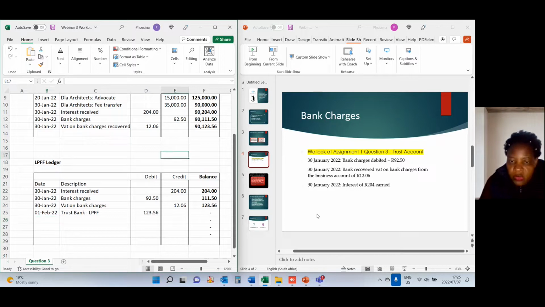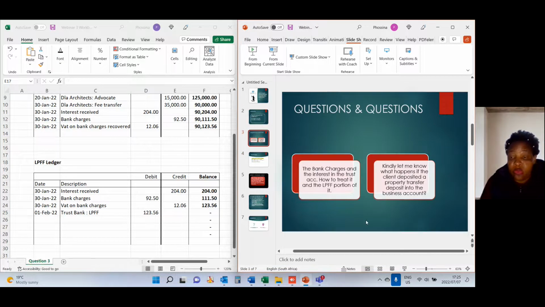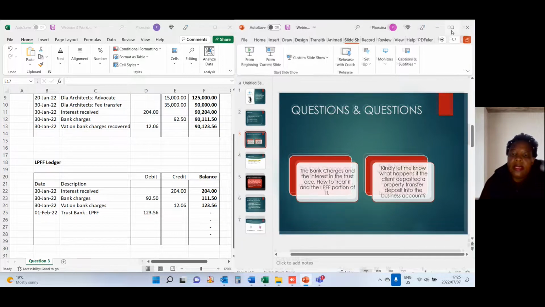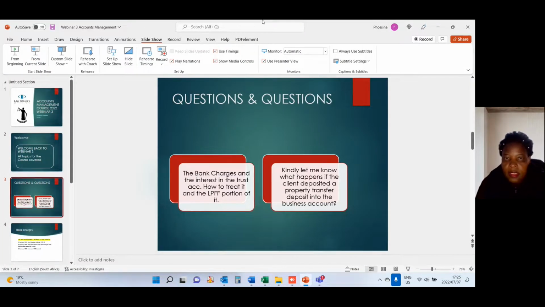Okay, thank you. We move on to our second question. So we've got two questions. The other question says, kindly let me know what happens if the client deposited a property transfer deposit into the business account.